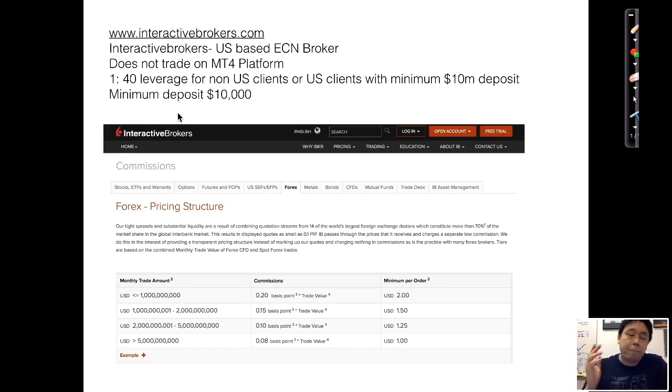Now, if you're a non-US client, you don't need $10 million US. You just need 10,000 US dollars minimum to start. So if you don't have 10,000 US dollars to start, then you may consider Halifax as your alternative, only $200 to start. So these are the various brokers available. Again, if you want to get our student rates for Halifax, which I mentioned earlier, you can send me an email. If you find any other better broker, do let me know as well. I'd love to introduce them to my students.